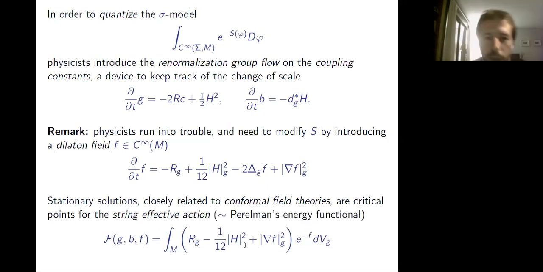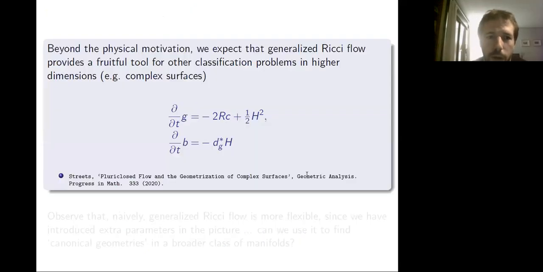Okay, so anyway, as for the math, many of the things I said may be completely unfamiliar to you, so it doesn't matter. This was more like motivation. But beyond this physical motivation, what one can expect about this generalized Ricci flow as for the mathematics is to provide some fruitful tool for other classification problems in geometry, in topology in higher dimensions.